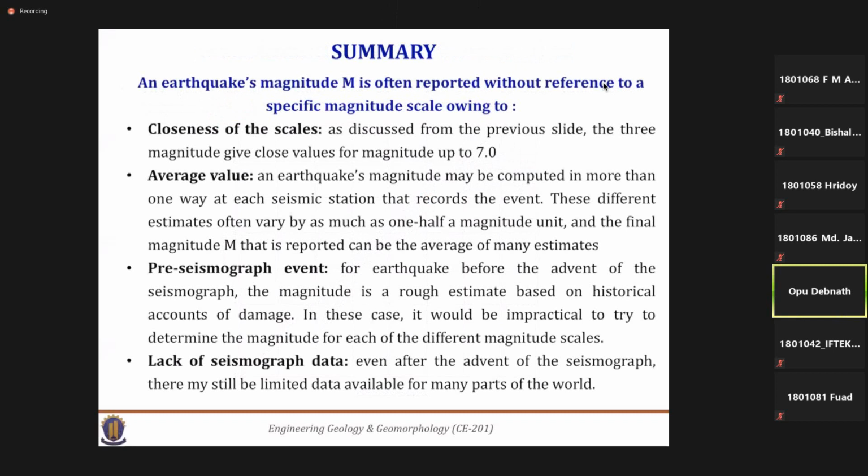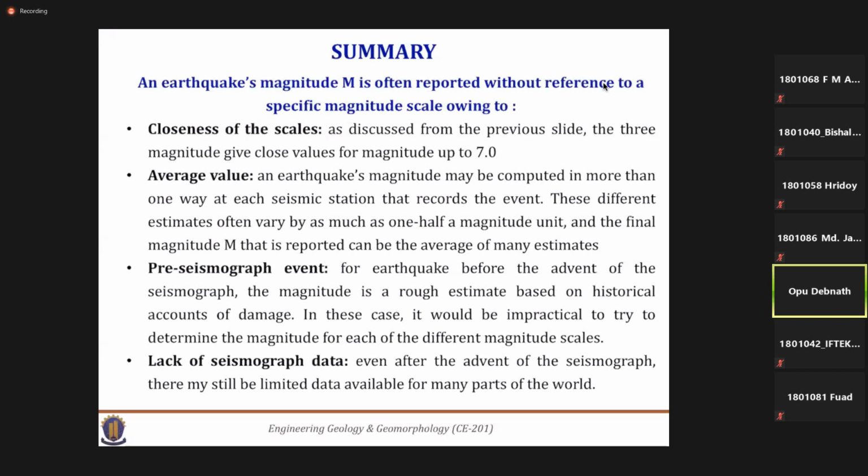In general, it is evident to mention the scale, because in the scientific community a numerical value alone has no significance. But in these cases, sometimes it is reported without a reference scale. This is mainly due to, as discussed previously, the three magnitude scales giving very close values for a certain earthquake, up to 7. And sometimes scientists take the average value of the three.